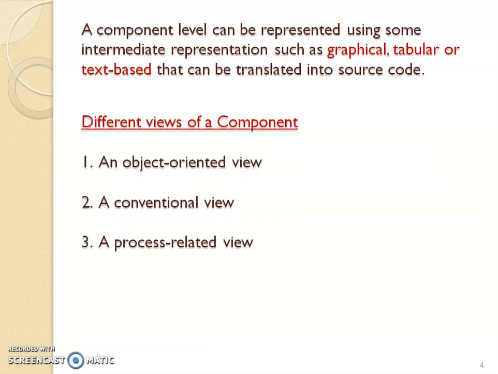A component level design can be represented using some intermediate representation, such as graphical representation, tabular representation, or text-based representation, that can be translated directly into source code. And the different views of a component are three: the object-oriented view, the conventional view, and the process-related view.